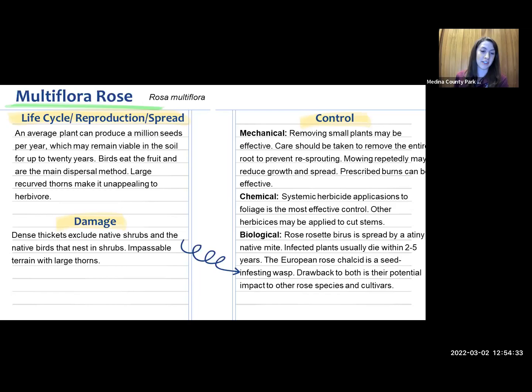So there's a bunch of different biological controls that have been looked at, but they are unfortunately not very selective. So again, there's concerns about whether this is going to be a problem for our native roses or some of our cultivars, especially the ones that we've spent lots of time and money on, especially if we think about our grandparents' generations, making these wonderful cultivated roses, and we don't want to accidentally introduce a biological control that's going to damage those.